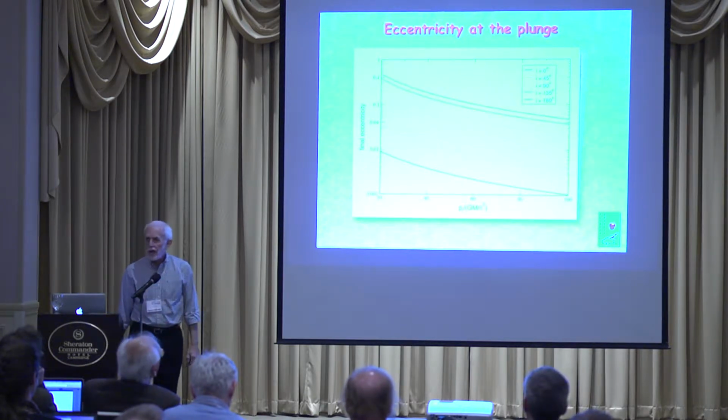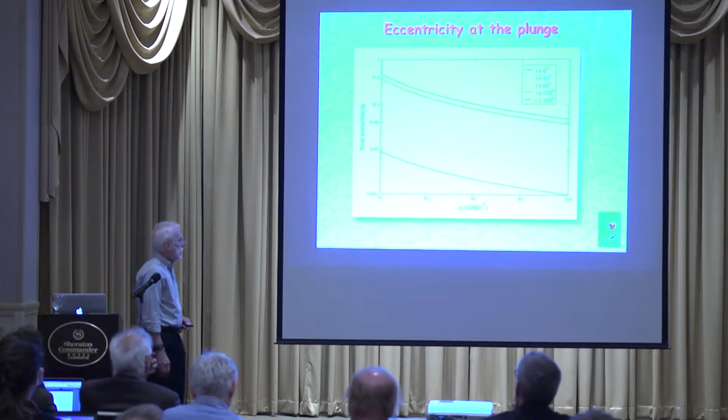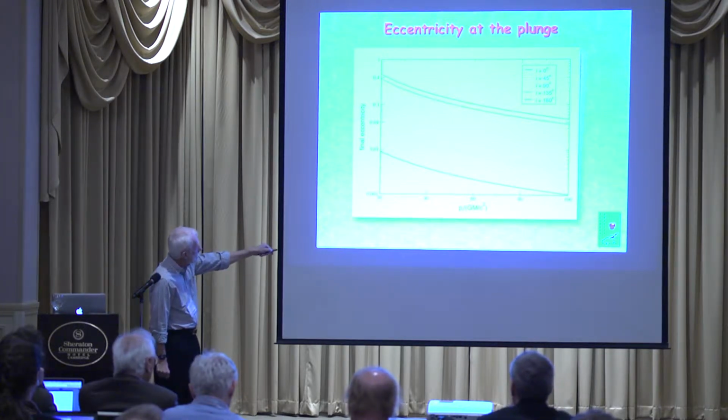You can ask, what's the eccentricity of the final orbit just before the plunge? And so here, plotted against the initial semilatus rectum from 20, say, to 100, is the final eccentricity.